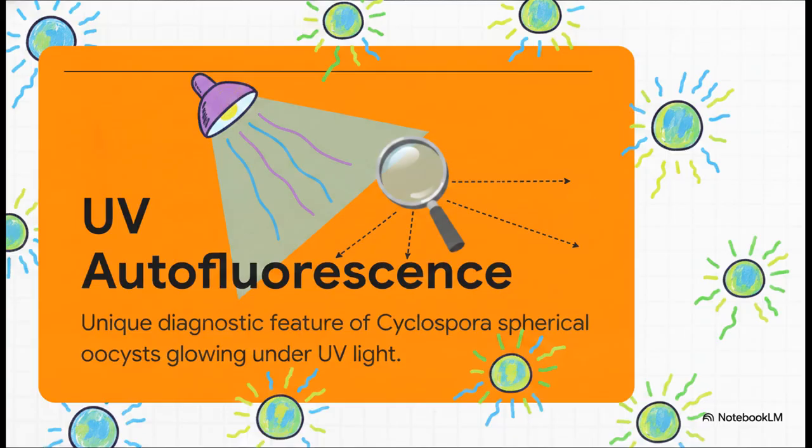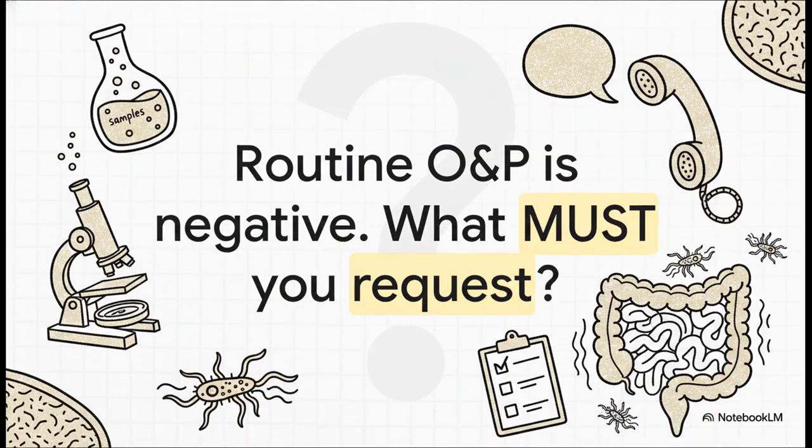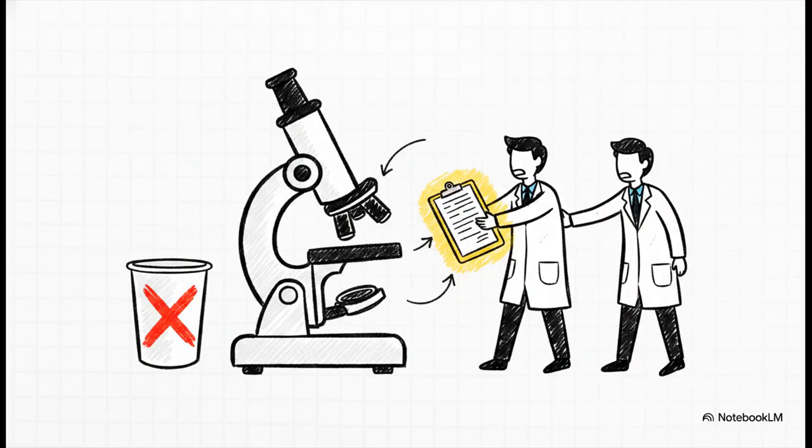Don't forget it. So let me challenge you with a really highly tested, real-world scenario. Imagine your patient has chronic watery diarrhea. You go ahead and order a routine stool ova and parasite, an O&P test, and it comes back completely negative. But the patient is still very sick. What must you specifically pick up the phone and request from the lab? Any guesses? You absolutely must request a modified acid-fast stain.